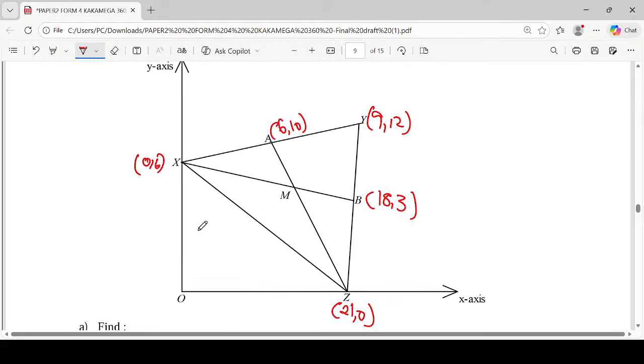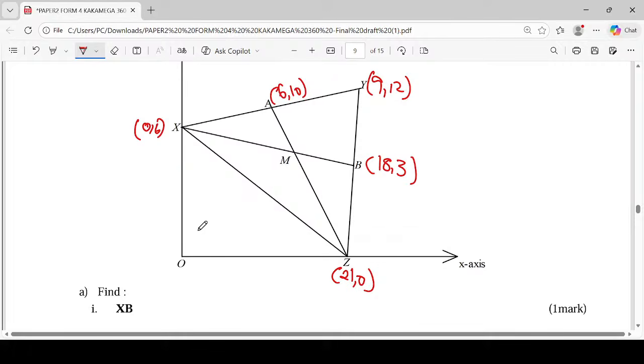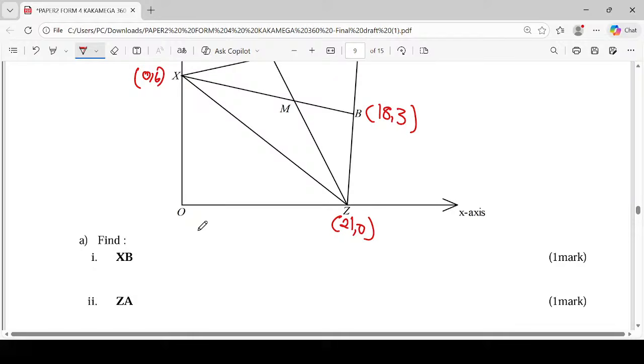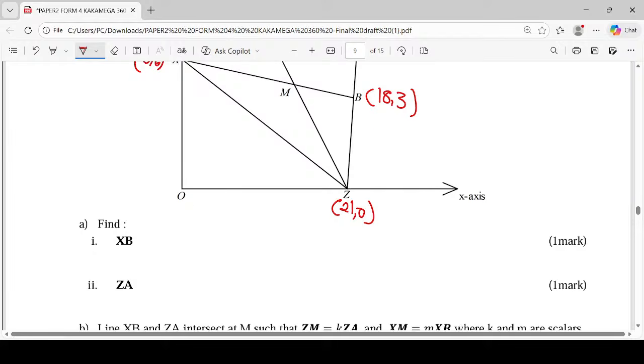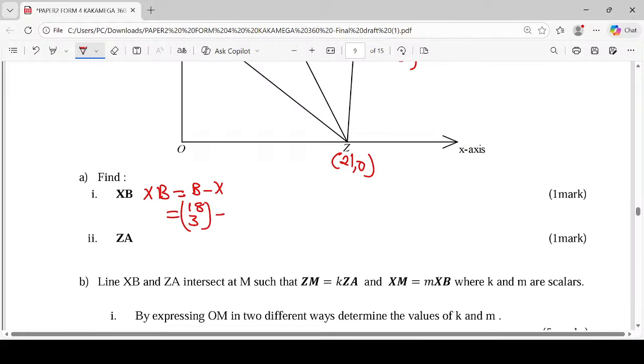Look at this. When you're told to get XB, because these are position vectors, I want you to be very keen with position vectors. XB is given by B minus X. So my B in terms of a column vector will be (18, 3) minus X. X is (0, 6).